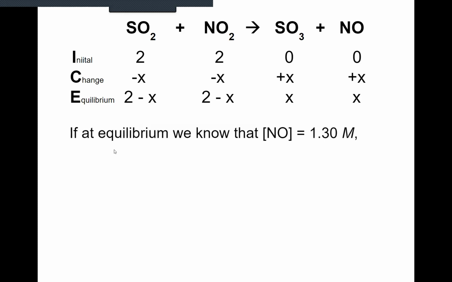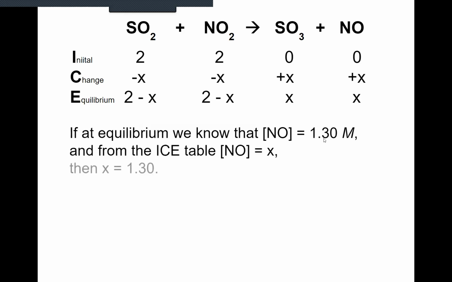At equilibrium, we were given the concentration of NO. It was 1.3 molar. Now look at your ICE table. Under NO at equilibrium, the concentration of NO is X. And we know the numerical value for that. It's 1.3. So X is equal to 1.3. It must be.